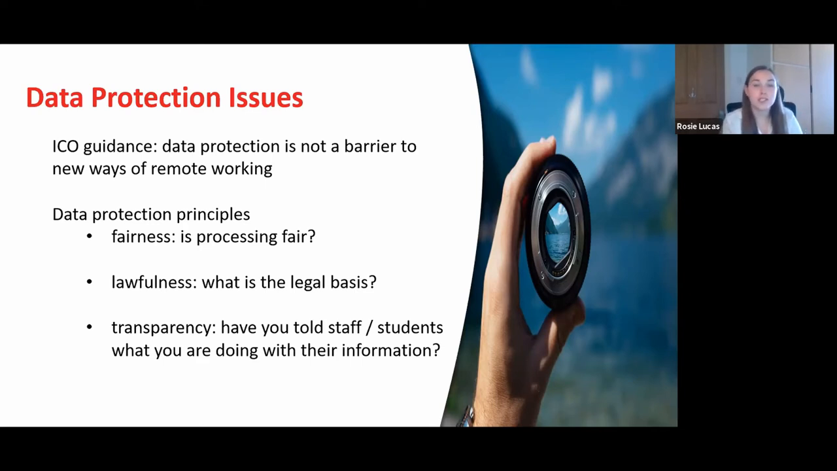When considering whether processing is fair, you'll also need to take into account what staff or students are being told about what the university is doing with their data and why. This overlaps with the requirement to be transparent, which I'll come on to shortly.